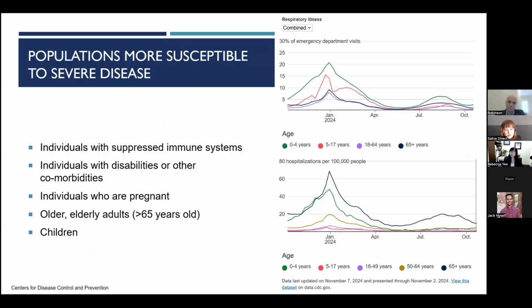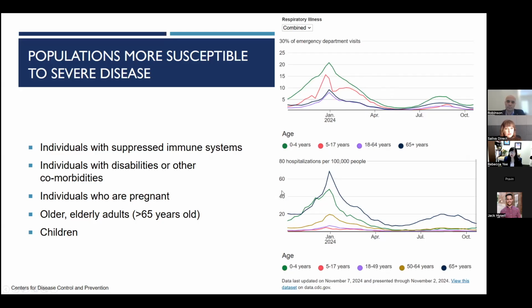Here are two graphs from the CDC in the United States where they stratify the data to look at the proportion of patients who go into the emergency department or are hospitalized due to respiratory illnesses. In the top graph, you can see that a majority of the patients that go into the ED, especially in the winter months, are the pediatric population. Those are individuals who are less than 18 years old.